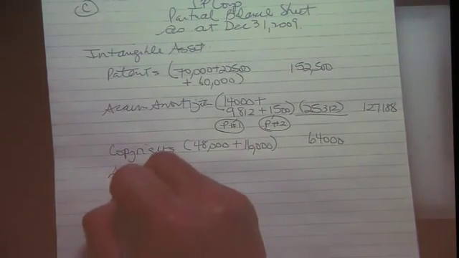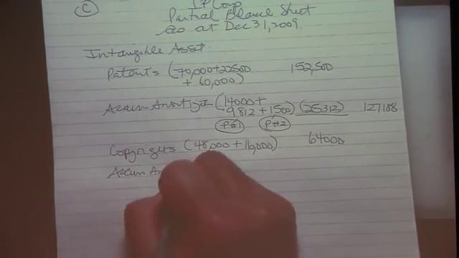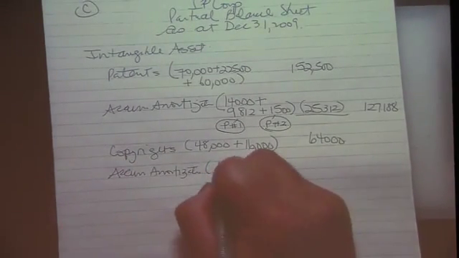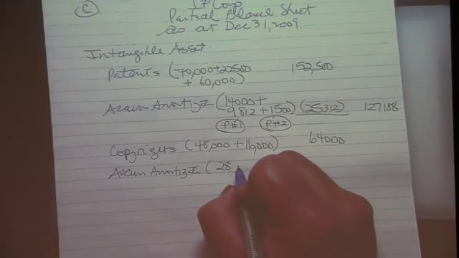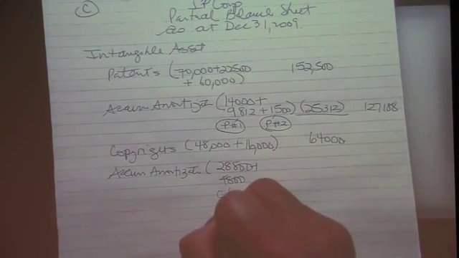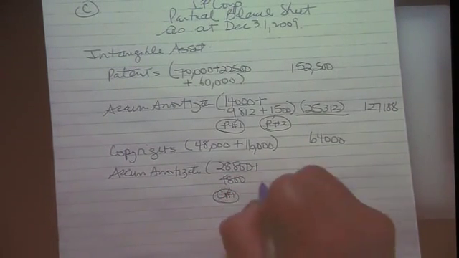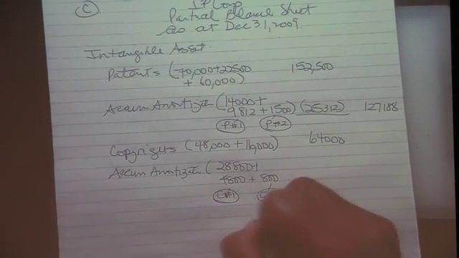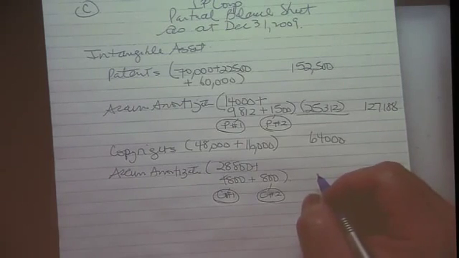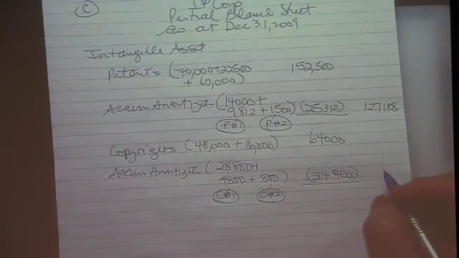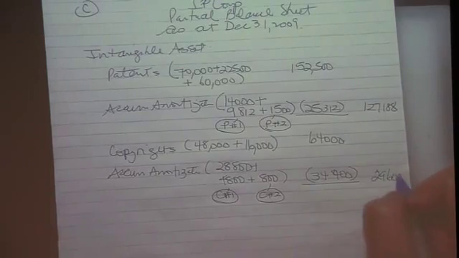Less accumulated amortization for the copyright. And again, copyright number 1 had a beginning balance of $28,800 plus the $4,800 for copyright number 1 and $800 for copyright number 2. So that gives us $34,400. So net book value is $29,600.